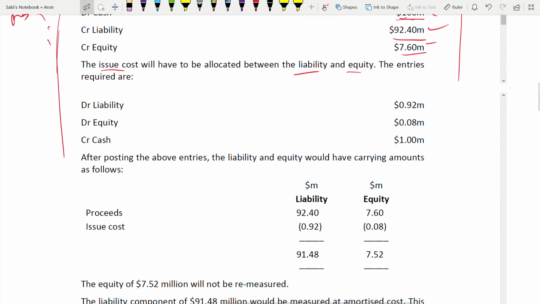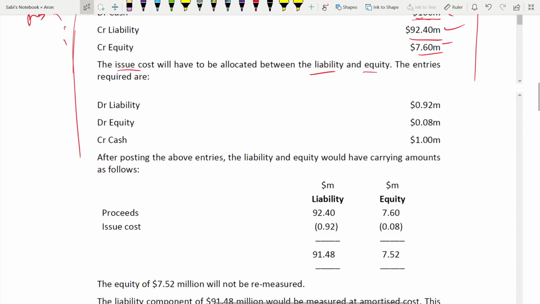Definitely, I guess. Okay, just give me a minute. Okay, after posting the above entries, I will come back to the issue cost part a bit later. After posting the above entry, liability and equity would have been okay.